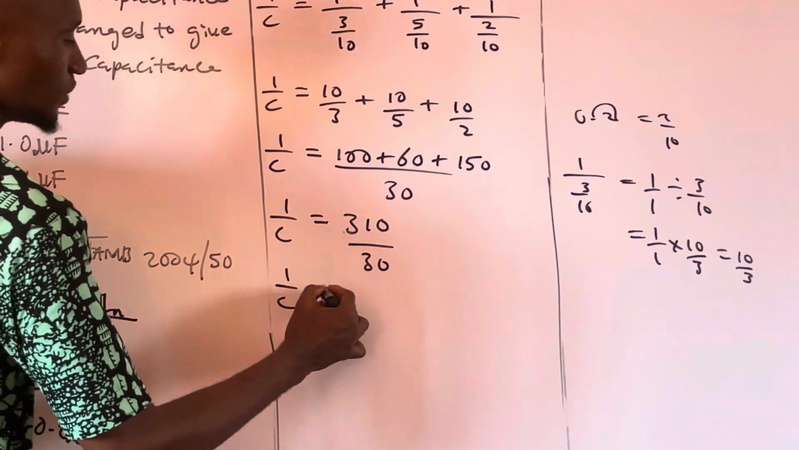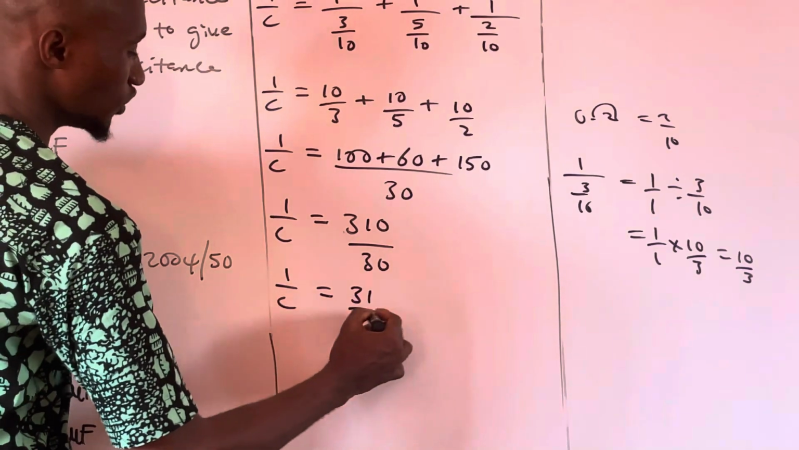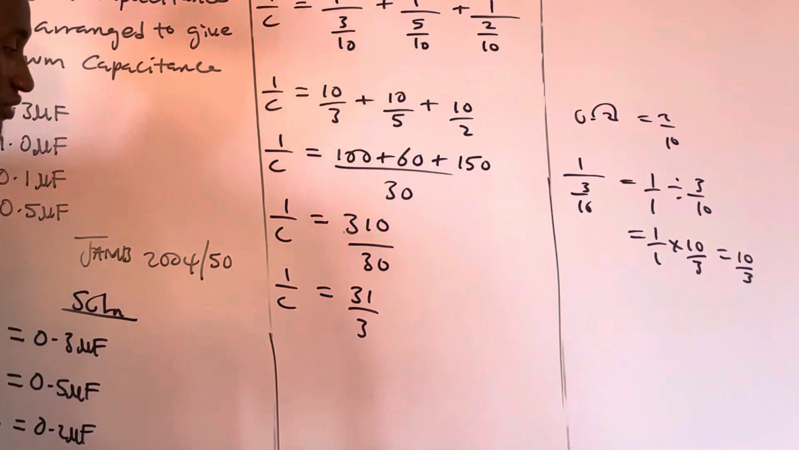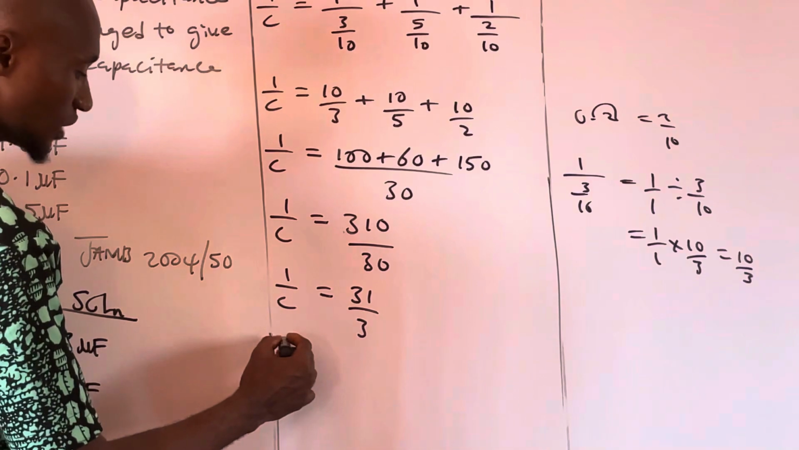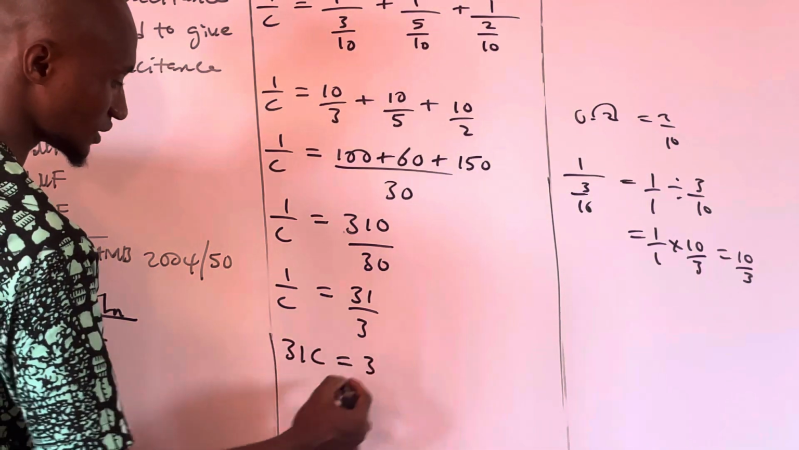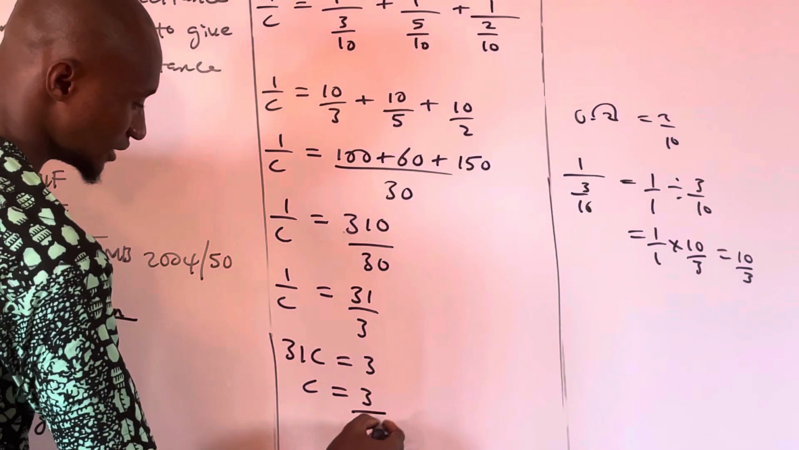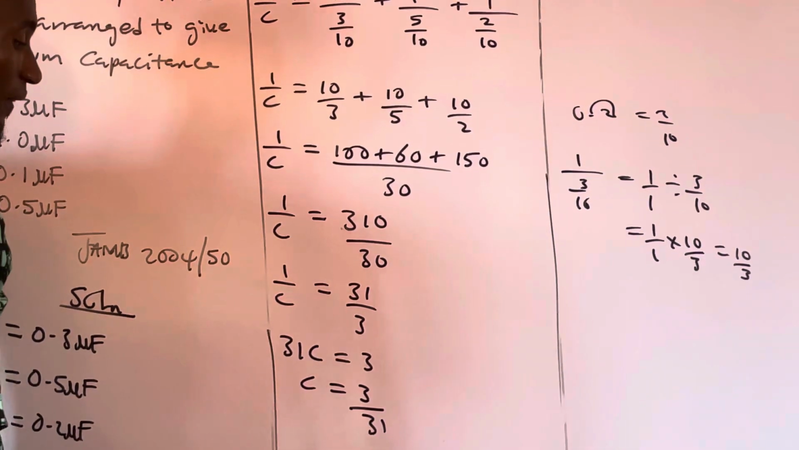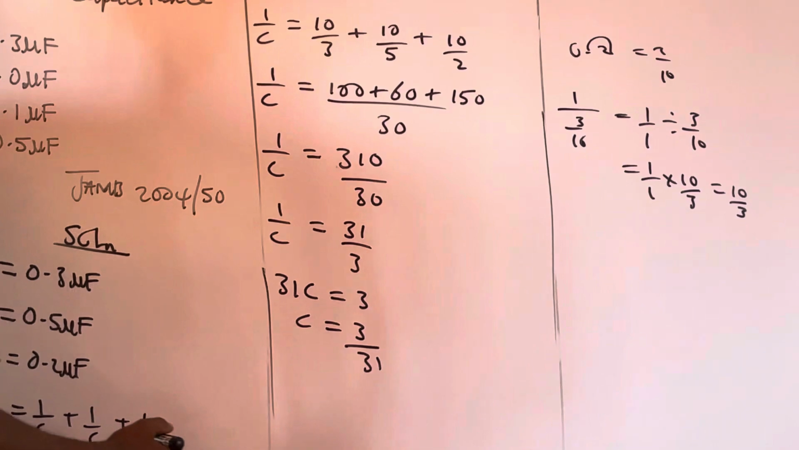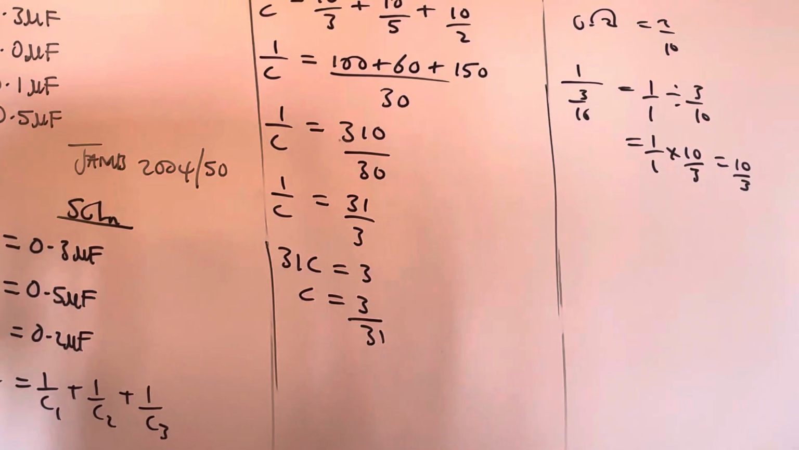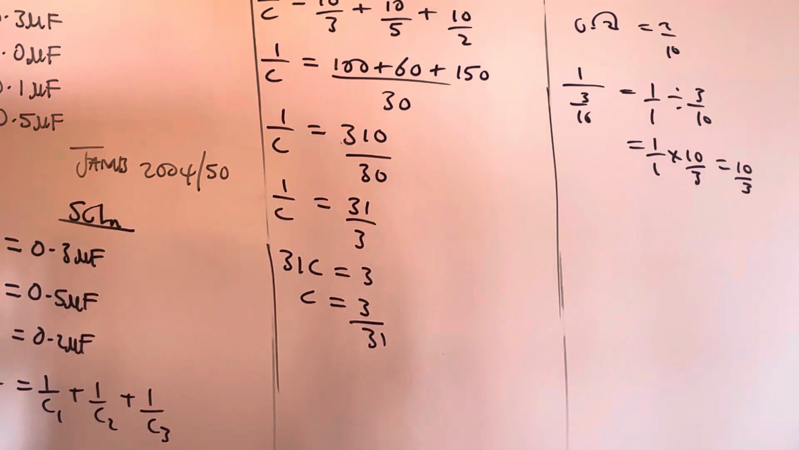This 1 over C equals 310 over 30, that's 1 over 3. The 0 cancels out. Then we cross multiply. We're going to have 31C equals 3, right? Now C is equal to 3 divided by 31. Is that correct? Yeah.